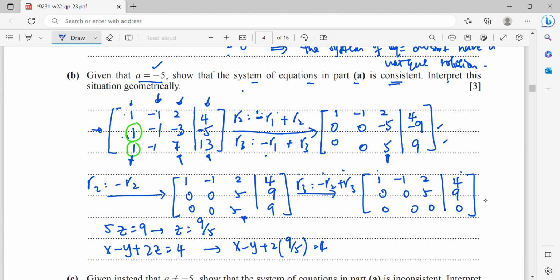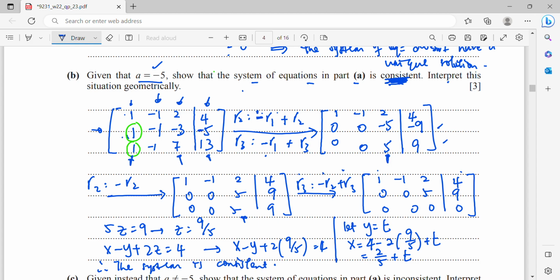So I may let y equals to t. Then I will get the x. So my x is 4 minus 2 bracket 9 over 5, plus t. Therefore, you'll be getting 2 over 5 plus t. Okay, so from here, you are getting the values for the variables, even though x and y are in terms of t. That means you are still getting consistent equations, right? So from here, you can just write the system is consistent.